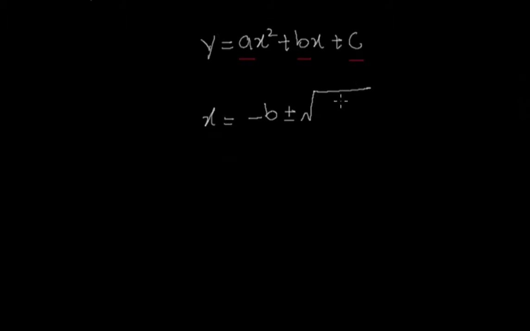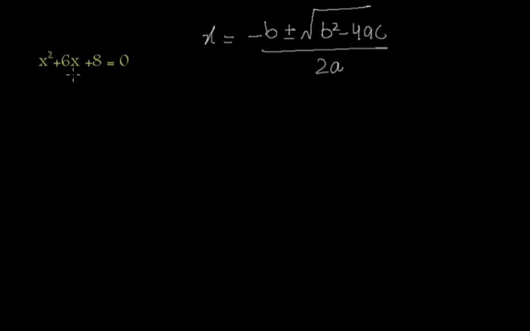So typically, we have a quadratic equation in standard form. That is y is equal to ax square plus bx plus c. As you see, the number in the first term is a, in the second term is b, and this is c. And here is the quadratic formula, that is x is equal to negative b plus minus square root b square negative 4ac over 2a.